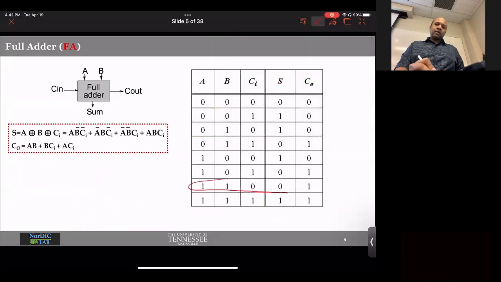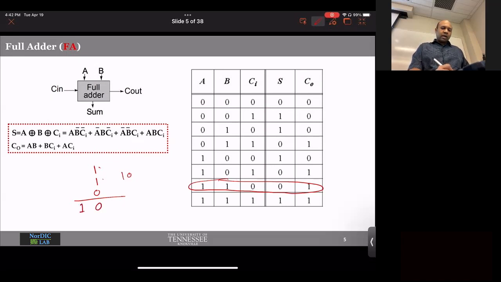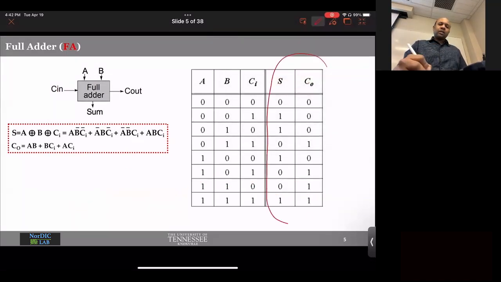Let's try one more thing. Maybe this one, 1, 1, 0. Let's add this. 1 and 1 will give you 1, 0, and the other 0 doesn't matter. So you have 0 here and 1 on the other side. So this is going to be sum, this is going to be carry. So can I say that my sum is 0 and carry is 1? Any problem? Okay. That's how we come up with this truth table. You don't have to memorize or anything.